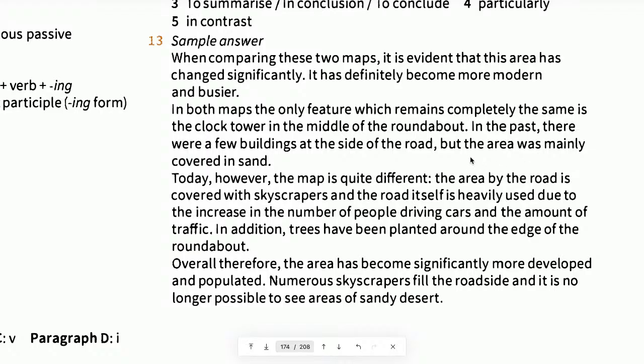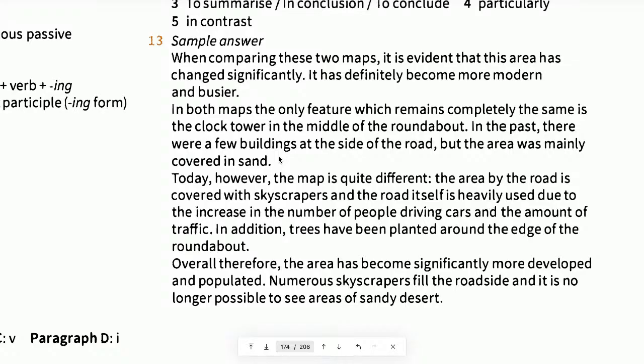Now, they say that the area was mainly covered in sand. We cannot just say that we can see there's a lot of sand in the area or something. Yeah, you can do that, but it sounds kind of too basic. You cannot get a high score with that. They use the passive form.